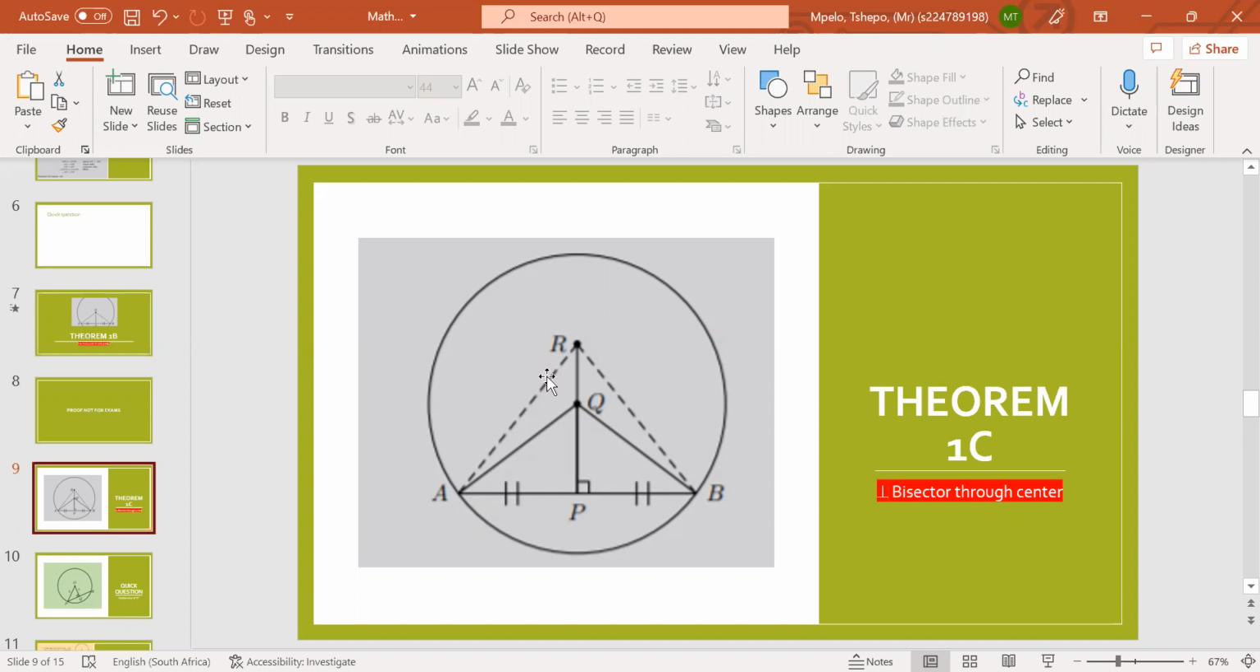Theorem 1 and 2 are both there. The line is both perpendicular and is bisecting. So therefore we can conclude that the line is from center. Am I making sense?